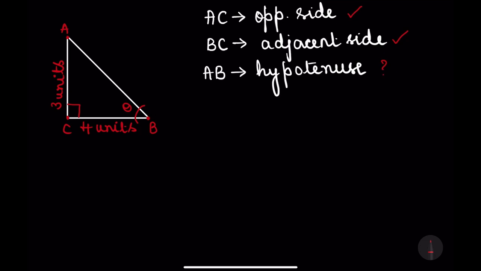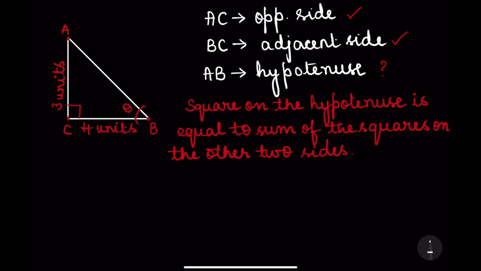So, can you tell me how to find the length of side AB? Yes, we must apply the concept of Pythagoras theorem. But what does Pythagoras theorem tell us? It states that the square on the hypotenuse is equal to the sum of the squares on the other two sides. So we have AB square is equal to AC square plus BC square.